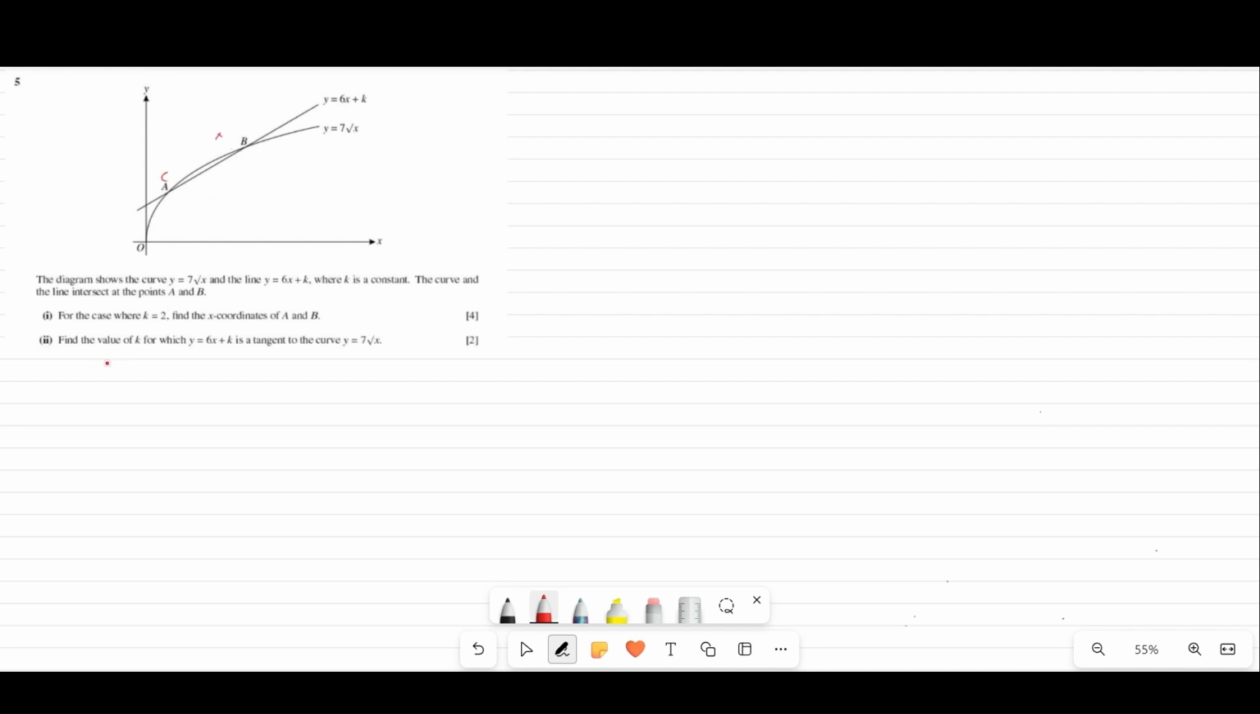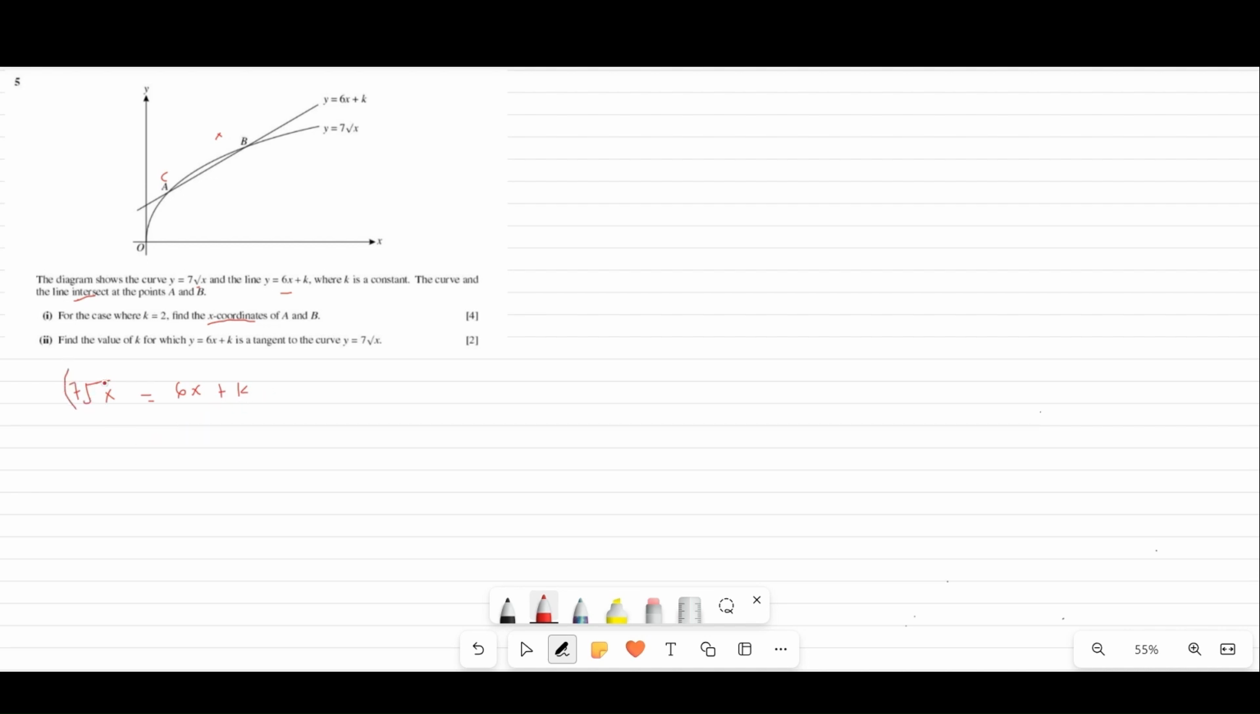The first question says for the case where k is equal to 2, find the x coordinates of A and B. Here the keyword is intersect. Whenever two functions, two lines or two curves intersect, at the point of intersection those two will be equal. What that means is 7 root of x at the point of intersection is equal to 6x plus k. Now we need to solve this equation so we find the values of x, which are the x coordinates.